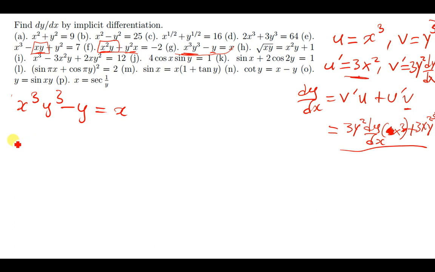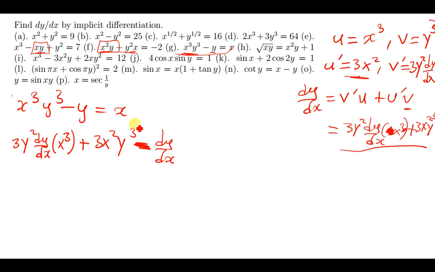So this expression we found here is what we're going to replace there. So we're going to have 3y squared dy dx multiplied by x cubed. Then we say plus 3x squared, and then y to the power 3. Then we say, sorry, not equals but minus the derivative of y, simply dy dx. Then you also have this part here, which is x. When you find the derivative of x, the answer is simply 1.